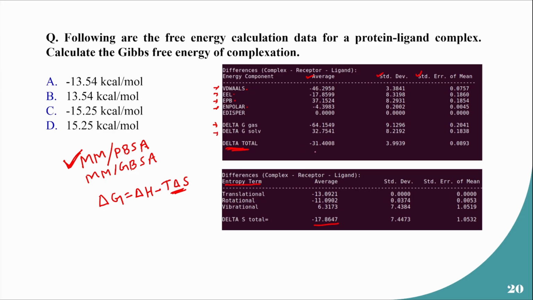So that is for the entirety of the T delta S, and for the delta total on the upper side, that is minus 31.4008. So this delta total is basically delta H. Okay. So can anybody mention what will be the binding free energy value for this data set, for this trajectory? So I see one answer, C. Others can also try maybe.